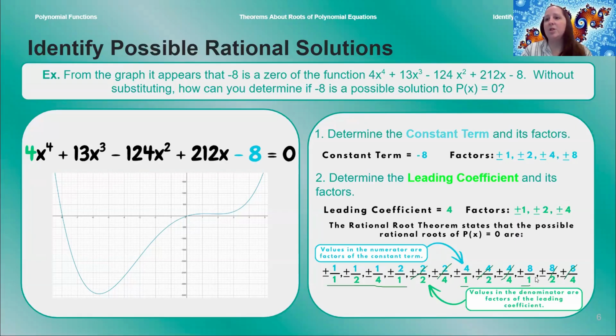So in this case, we do have 8 over 1, and plus or minus 8 over 1. So if 8 was negative and 1 was positive, we would have a potential 0.